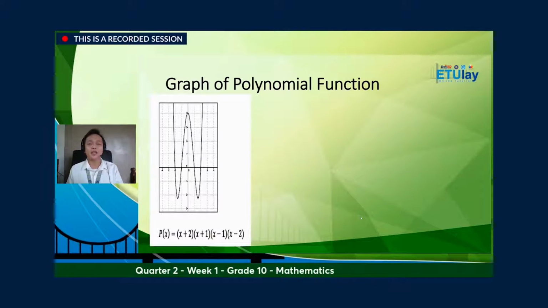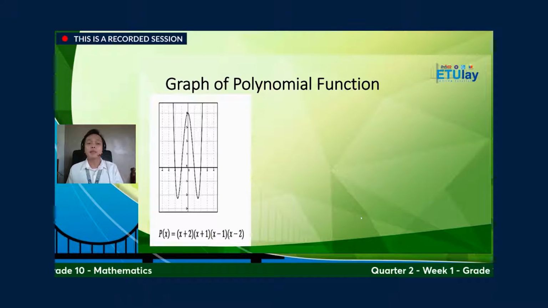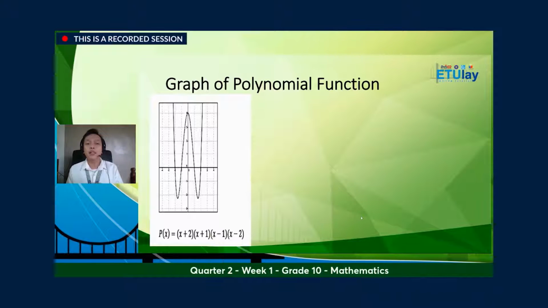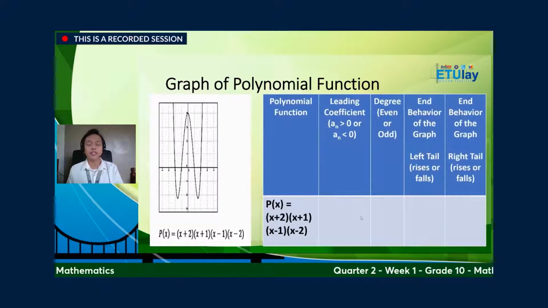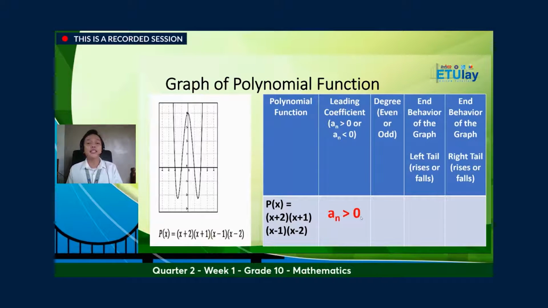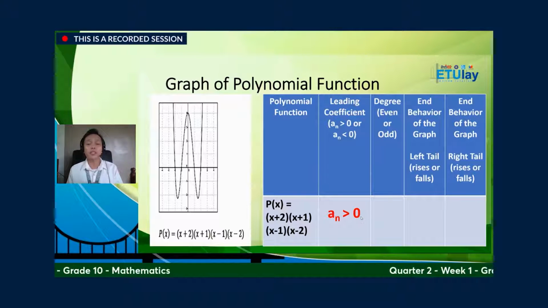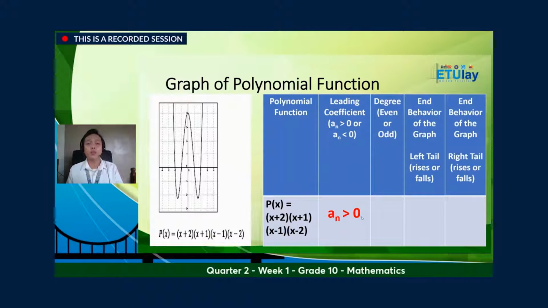How about this second given example? P of x is equal to the quantity x plus 2 times the quantity x plus 1 times the quantity x minus 1 times the quantity x minus 2. What will be the answer? Let us identify the leading coefficient. The leading coefficient is greater than 0. Kasi kapag kinumbine natin yan, if we will get the product of x plus 2, x plus 1, x minus 1, and x minus 2, the leading coefficient will be equivalent to 1, and 1 is greater than 0.